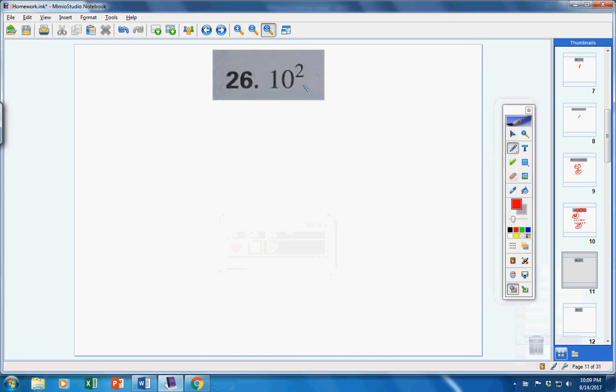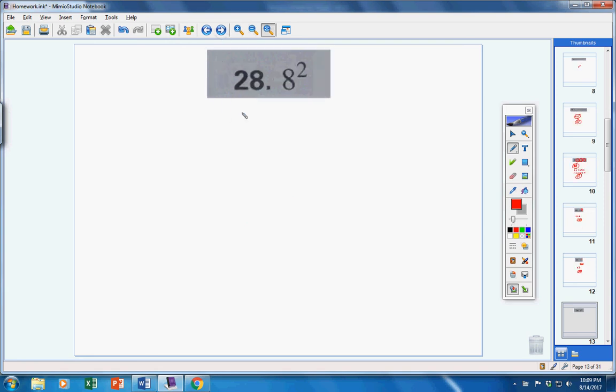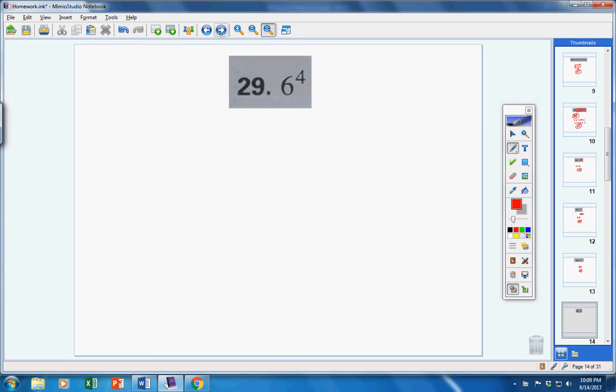Okay, students, here we go. 10 to the 2nd power does not mean 10 times 2. It means write the 10 2 times and then multiply. 10 times 10 is 100. 5 to the 2nd power does not mean 5 times 2. It means write the 5 2 times and then multiply. So your answer would be 25. 8 to the 2nd power, 8 squared means 8 times 8, which is 64. And again, now you're seeing why I gave you so many of these. A lot of them are very quick problems.